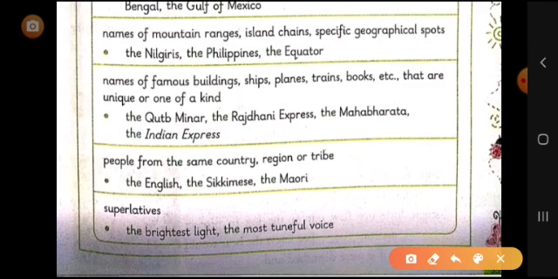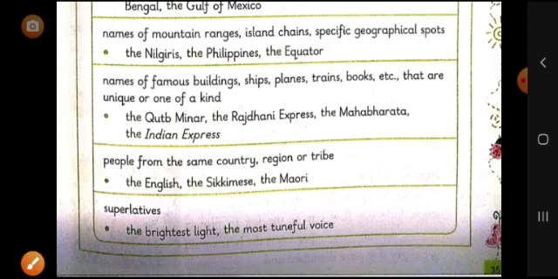People from the same country, region or tribe. Now when we name the people from the same country, region or tribe, then we use the word the, like the English, the Sikkimese, the Maori. We also use the before superlative forms of adjectives like the brightest light, the most tuneful voice. I hope you can understand.